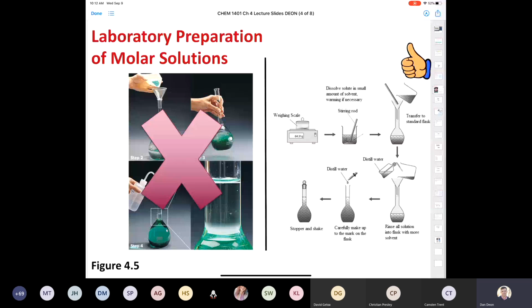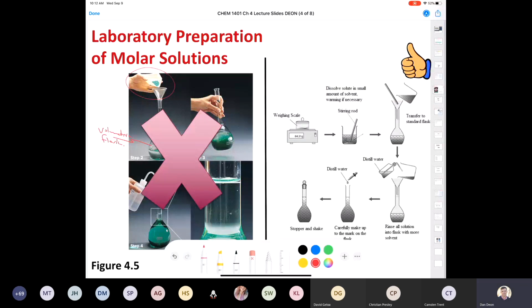In the book, you see where this person is pouring a solid directly into a volumetric flask. You shouldn't do that, okay? This is a volumetric flask, and the reason why is because you can't heat volumetric flasks. You can't put them on a hot plate.